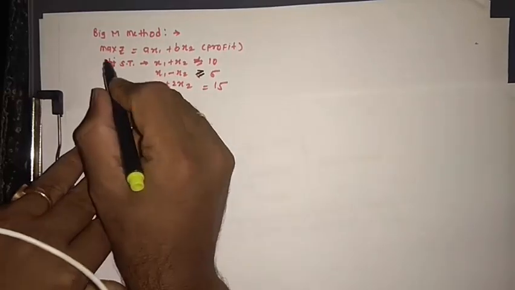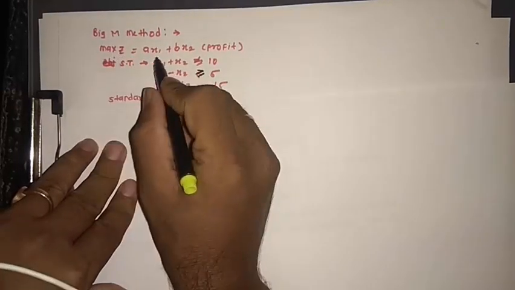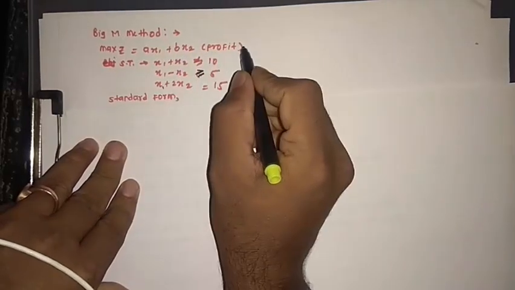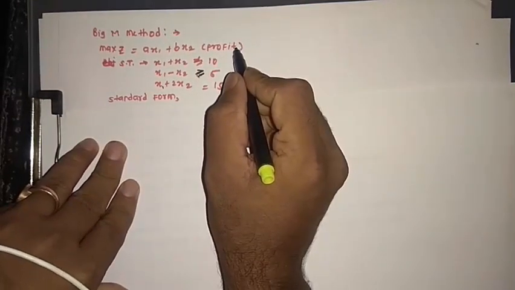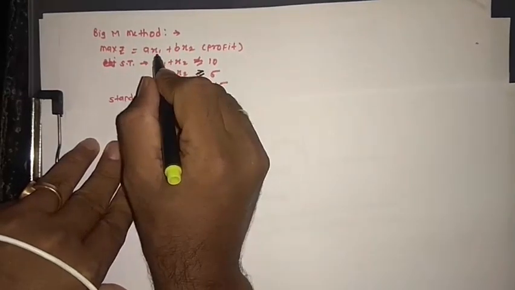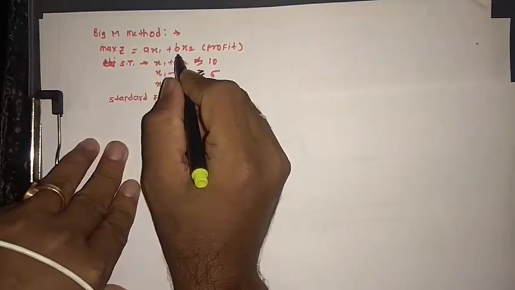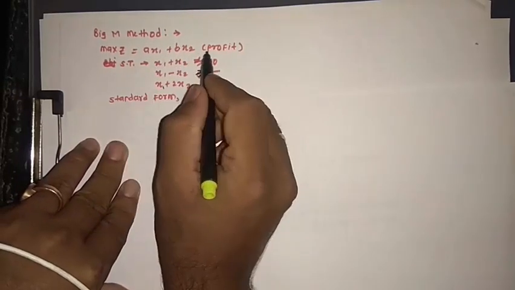Suppose we have one objective function: maximize z equals ax1 plus bx2. Suppose this is the function of profit or income, and we have to maximize this particular objective. Generally it has two variables, x1 and x2, and a and b are constants. So our aim is to maximize our profit.